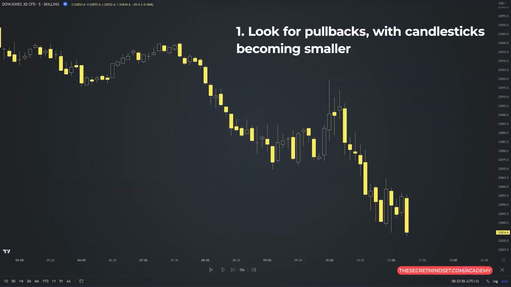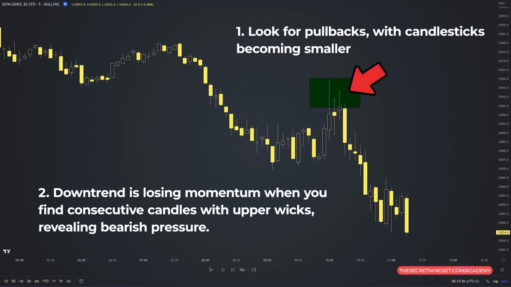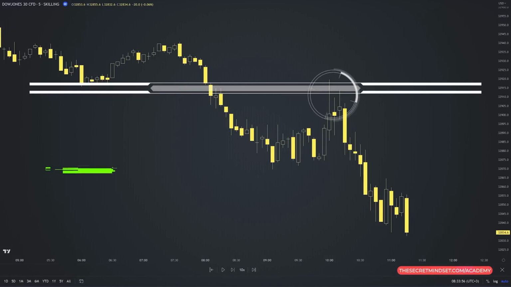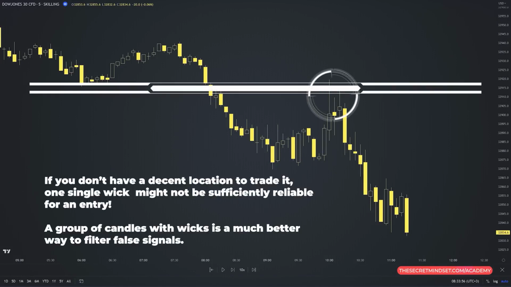In a downtrend, again, you look for pullbacks, with candlesticks becoming smaller. The downtrend is losing momentum when you find consecutive candles with upper wicks, revealing bearish pressure. So you're not looking for a single price bar with a large wick. If you don't have a decent location to trade it, one single candle might not be sufficiently reliable for an entry. This is why a group of candles with wicks is a much better way to filter false signals.